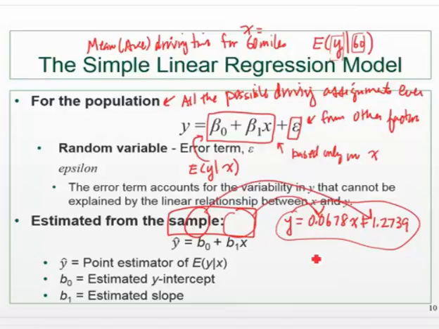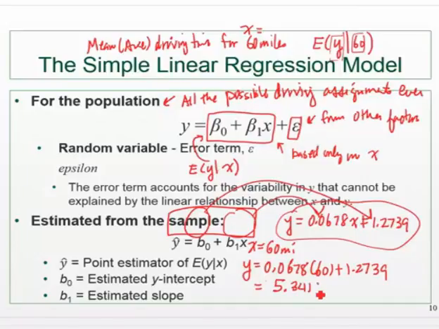So how do we use this? What if x is 60 miles? Then what is the y? We will just plug it in: 0.0678 times 60 plus 1.2739, which gives 5.3419 hours. So this will be the average we would expect. If you were to look at the driving assignments that were 60 miles, on average you would expect it to take about 5.34 hours. So this gives you the prediction of the mean. That's how we would use the regression equation.